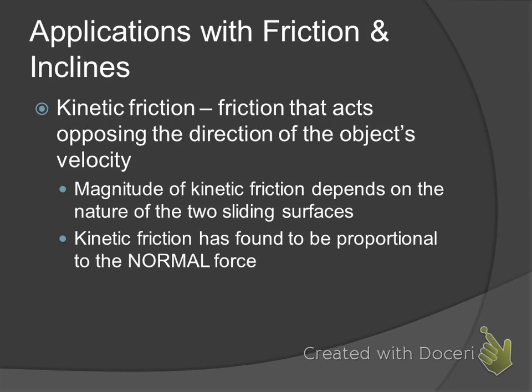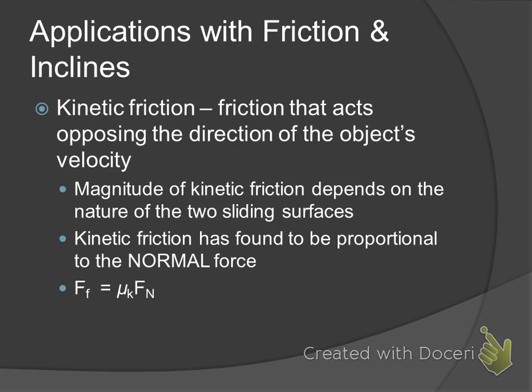Okay, so kinetic friction is friction of objects that are in motion. Our kinetic friction depends on the surfaces that we're looking at, and there are different what we call coefficients of friction based on what the types of surfaces are. And we're looking at it in comparison to the normal force. Okay, so here's our equation for the force of friction.